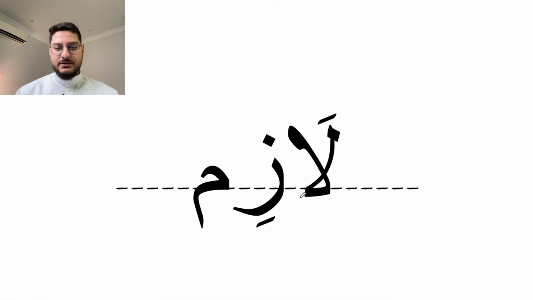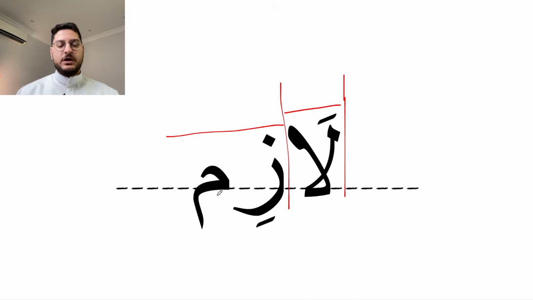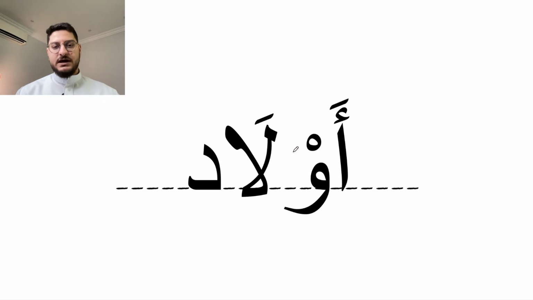Let's look at this one. So we have two syllables because I see a fatha in here and a kasra in here. The first syllable is basically la, long because of the alif. La, and then the second syllable is zim. Zim, we have the magic wand in here. Lazim, which means must. Let's look at the next one.